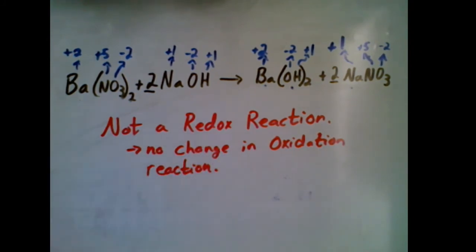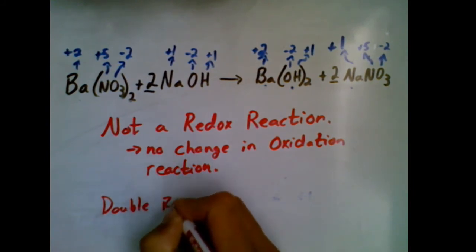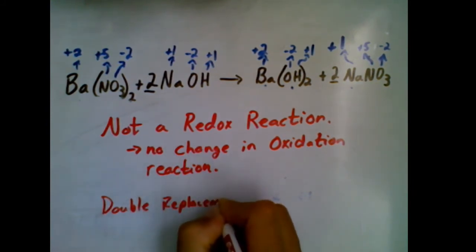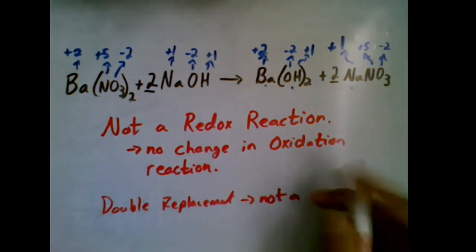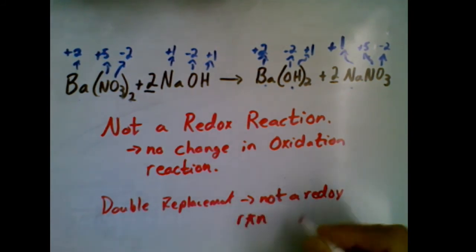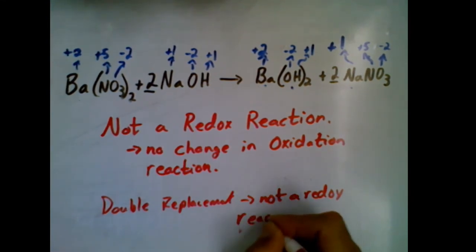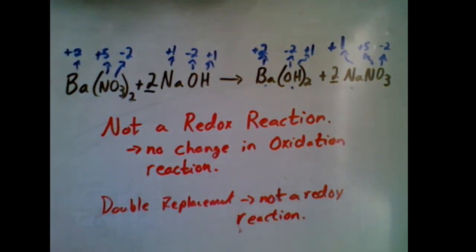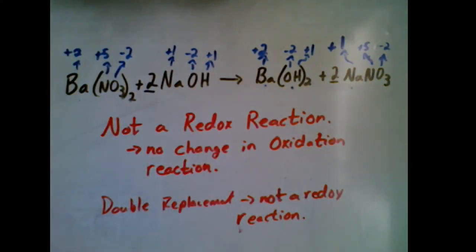This is my other little tip for you, is that a double replacement is not a redox reaction. Now, there may be a few cases where there is an exception, but I have yet to find what they are. And so it's kind of a good rule of thumb if you see a double replacement, just to have your heads up and be aware. It's probably not a redox reaction, but you should always check by figuring out your oxidation numbers.